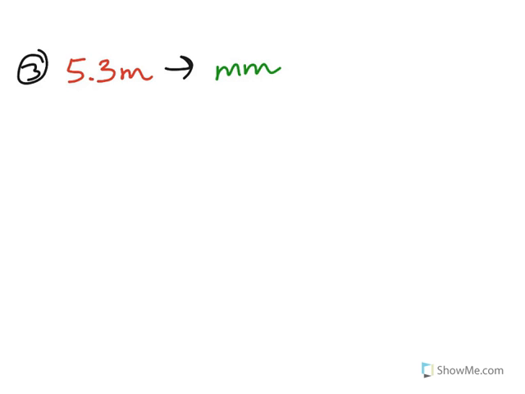So I'm going to give you the conversion factor here. The conversion factor is that 1 meter is equivalent to 1,000 millimeters. So if you know that, you can set up your proportion here.